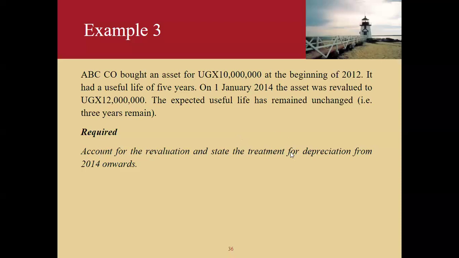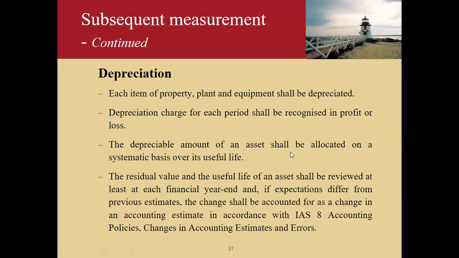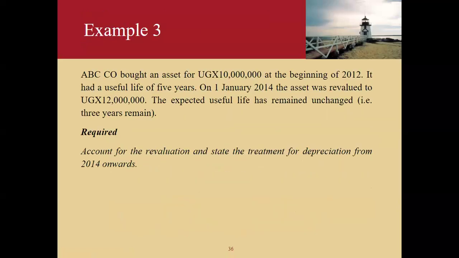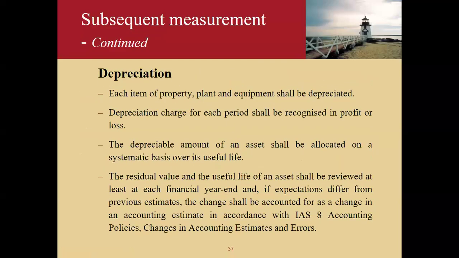So as we conclude, let's quickly look at depreciation. Each item of property, plant, and equipment shall be depreciated. Depreciation charge for each period shall be recognized in profit or loss. As we know, depreciation is an expense. The depreciable amount of an asset shall be allocated on a systematic basis over its useful life. That one we are very conversant with. Even our knowledge of financial accounting helps.